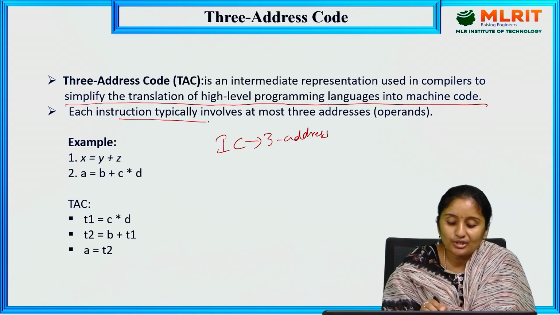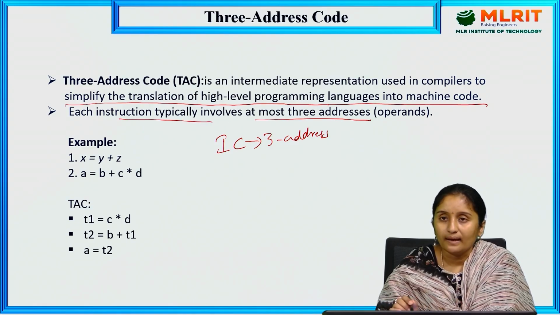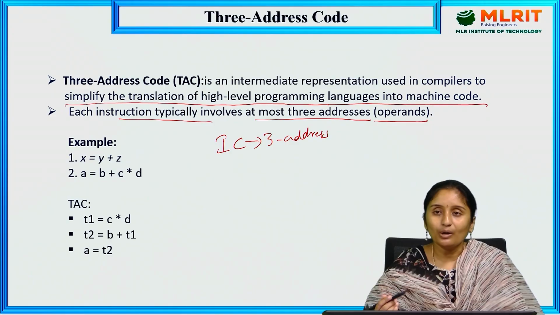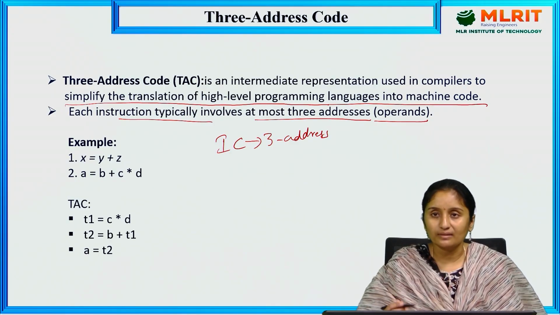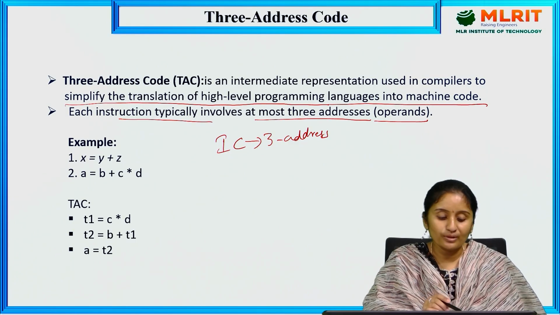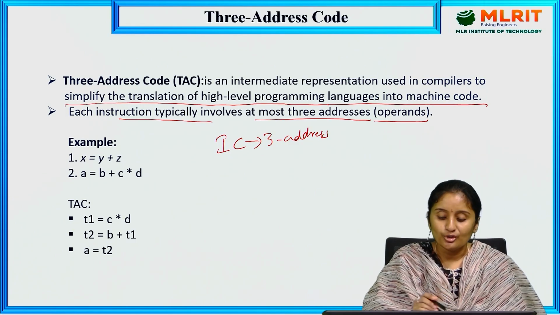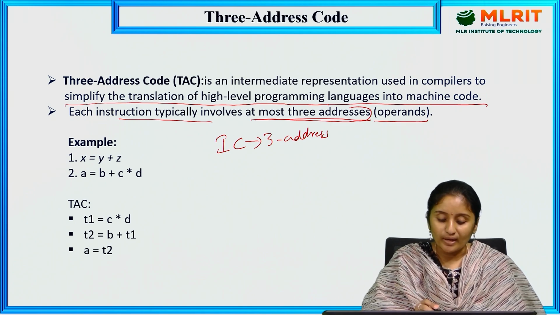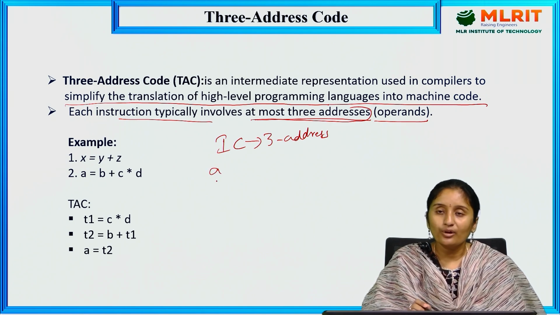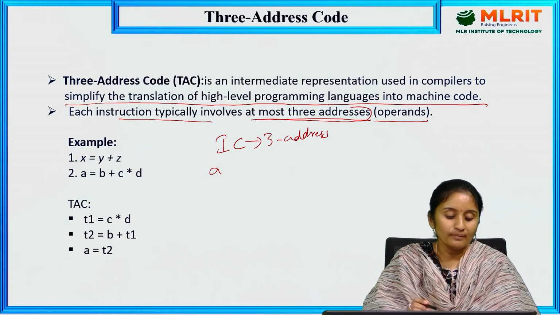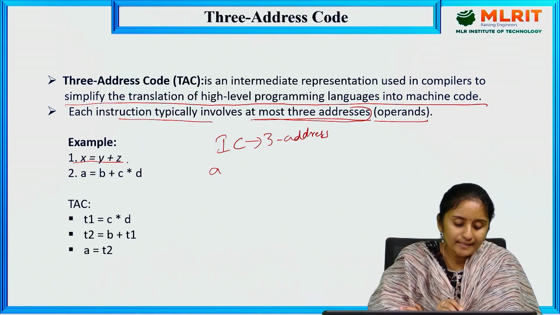Here each instruction typically involves at most three addresses, that is, at most three operands should be there. If more operands exist, we are going to simplify that expression. So here each instruction should have at most three addresses, or three operands. We write three operands, or we allot three addresses, three memories, for it. See here one example, x equal to y plus c.